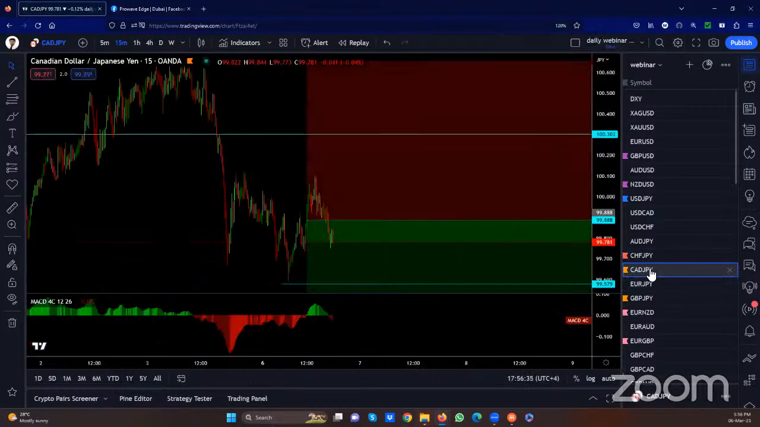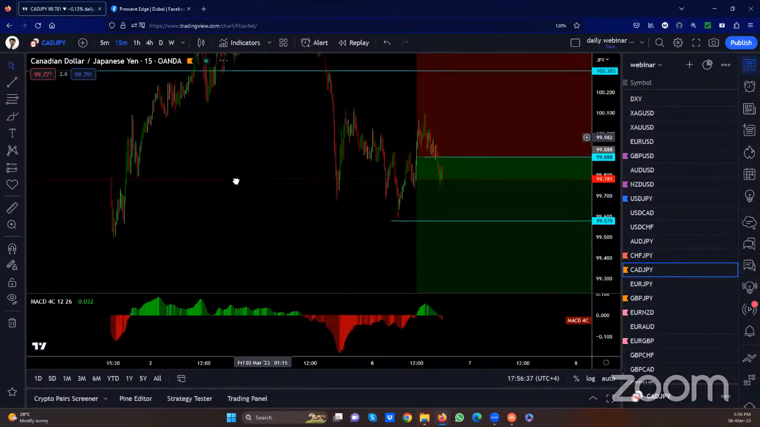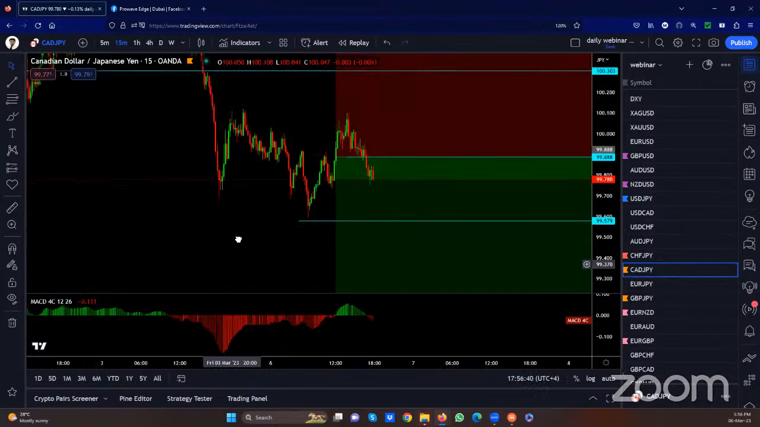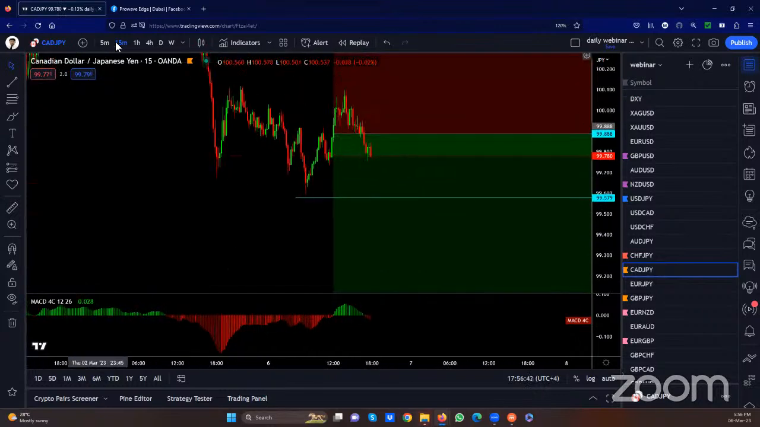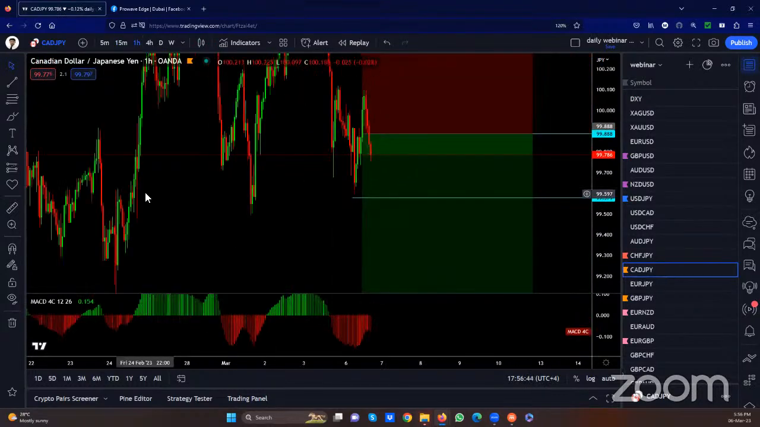CAD-yen, we were in this trade already. It's going. So this trade is valid for the break of this low and coming back all the way to the bottom. On the 1 hour, it's pretty good. There's no reason to do anything. It's moving really nice. So we'll stay with that.